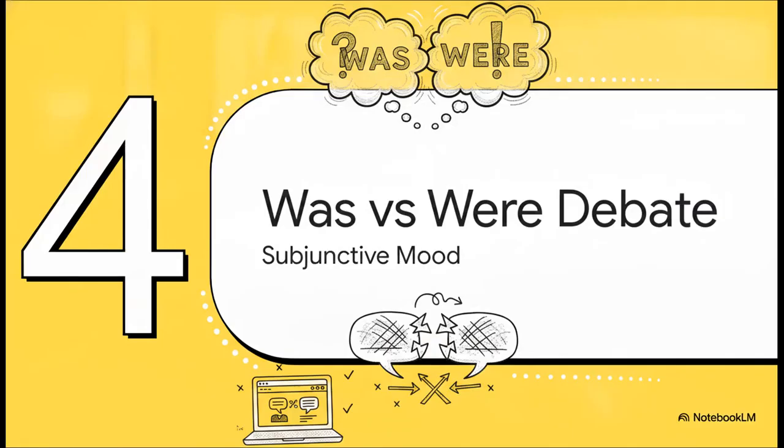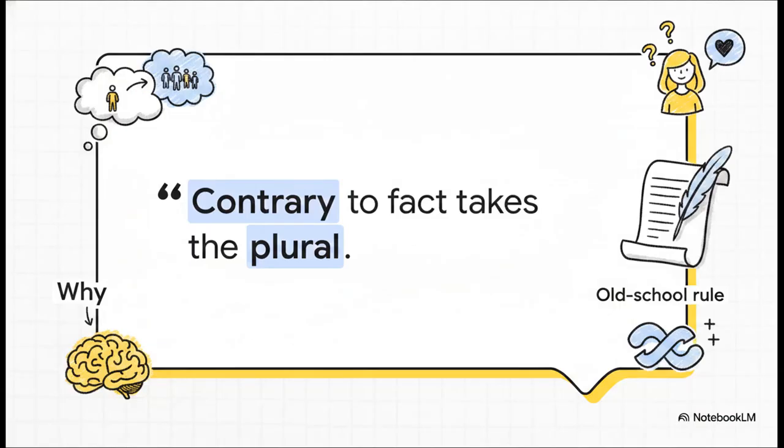All right, moving to section 4, the was versus were debate. Okay, quote, "Contrary to fact takes the plural." This old school rule, which was fiercely guarded by a mother on a Reddit grammar thread, by the way, perfectly captures why we traditionally say "if I were" instead of "if I was." It is literally the ultimate internet grammar police rallying cry. But why is that exactly?